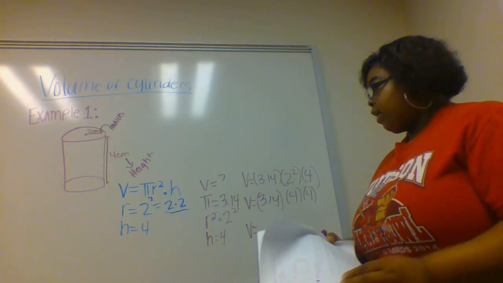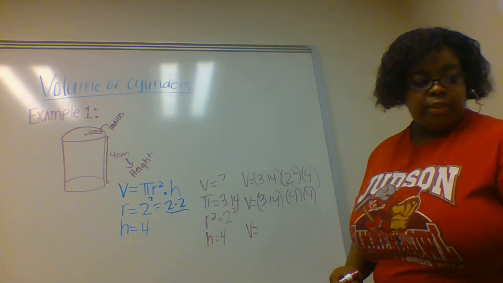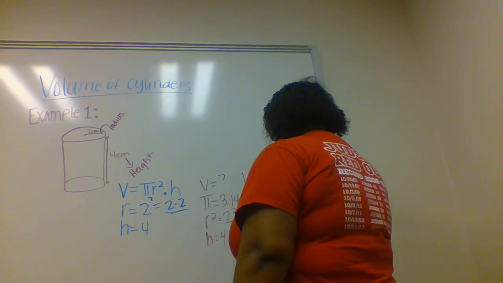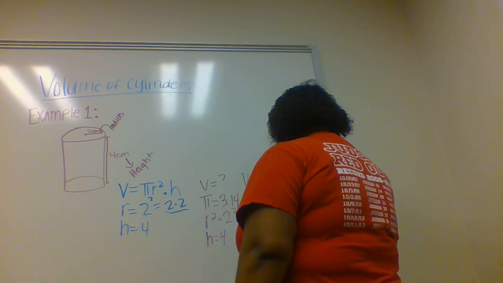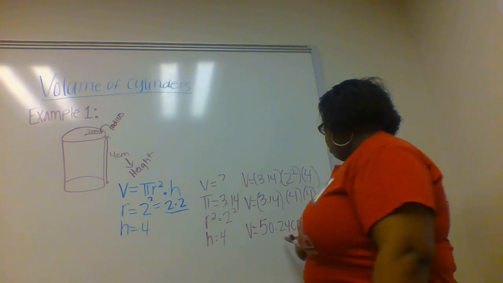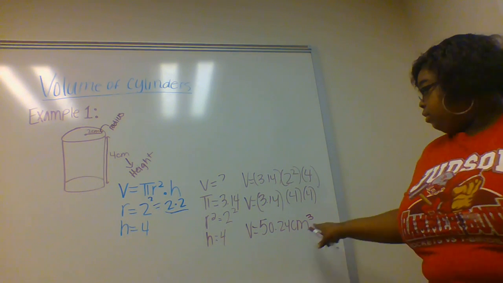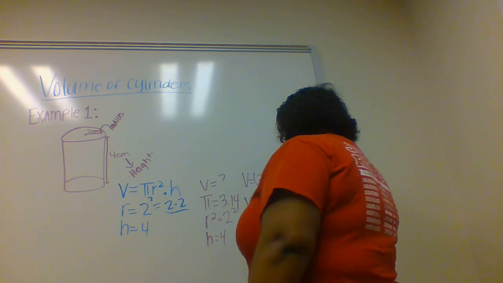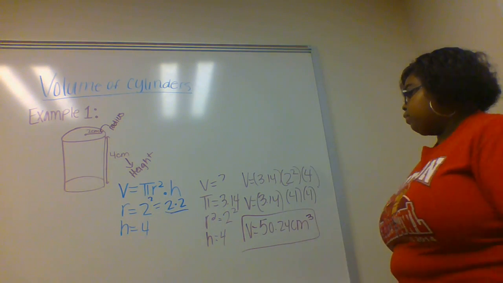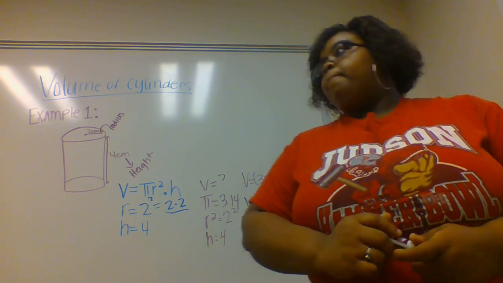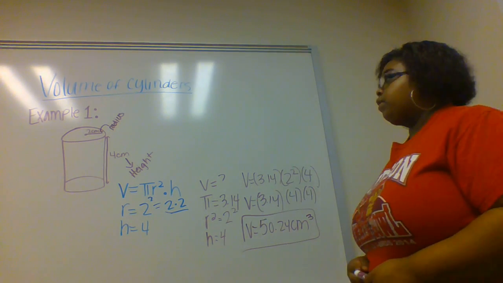And once we put that in our calculators, we are going to get 50.24 centimeters, because that's what we have right here, cubed. And that is our SI unit for the equation. So our answer is V, the volume, is equal to 50.24 centimeters cubed. Does anybody have any questions over the first example?